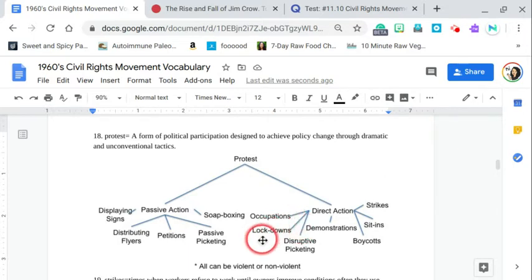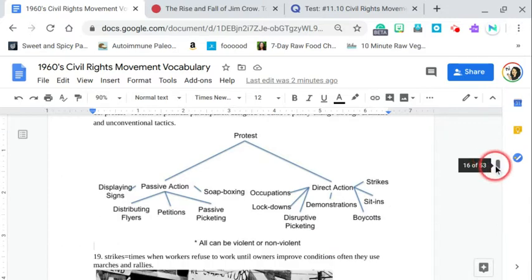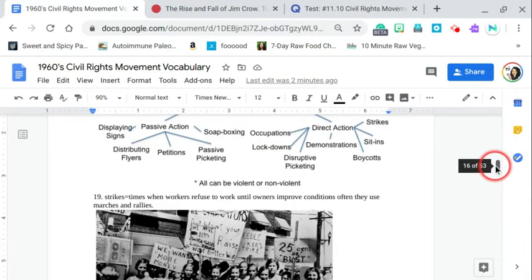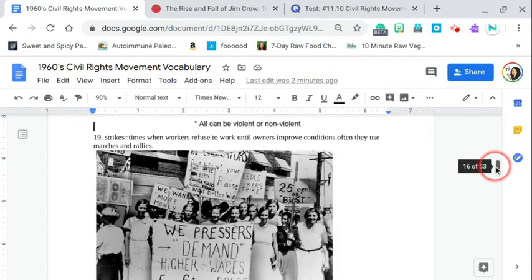Locking down an area. Okay. Disruptive picketing, you have demonstrations, strikes, sit-ins, and boycotts. I want to discuss more, and all of those could be violent and non-violent depending. Okay, so let me discuss strikes. What are strikes? Strikes are basically when you refuse to work until your demands are met.